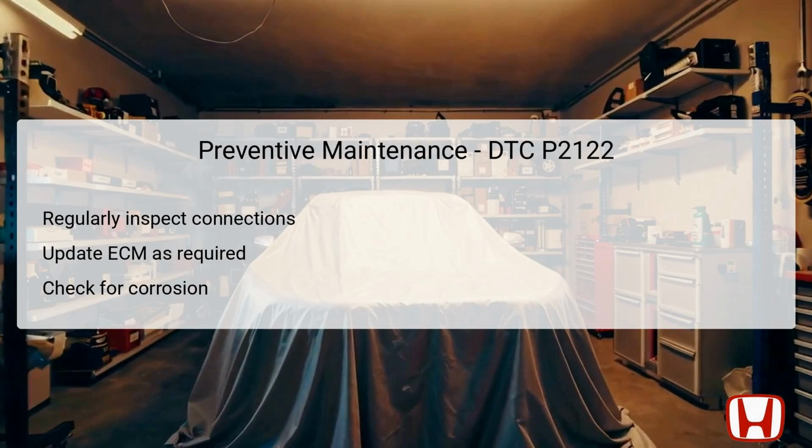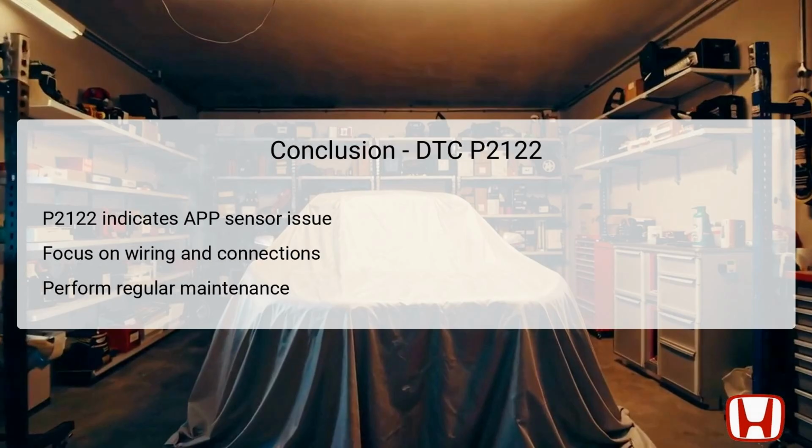These proactive measures ensure not only the longevity of the vehicle's components, but also a safer and more efficient driving experience. In conclusion, DTC P2122 signals a critical issue with the APP sensor circuit in the Honda Civic, and proper diagnosis is key to resolving this concern.